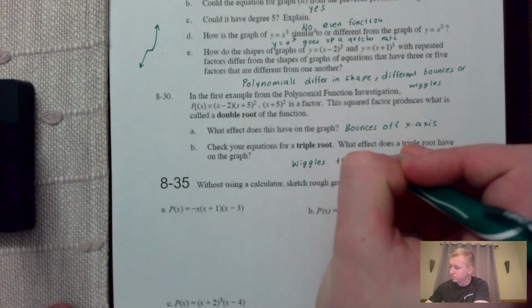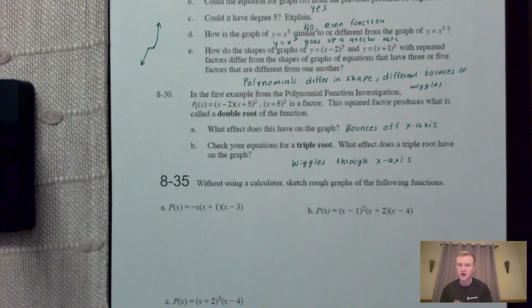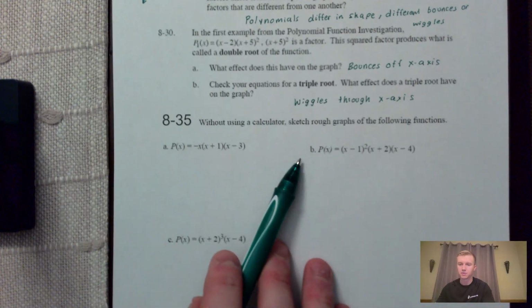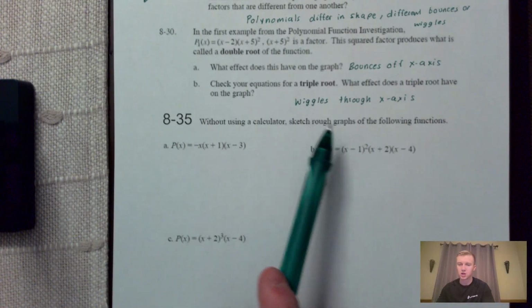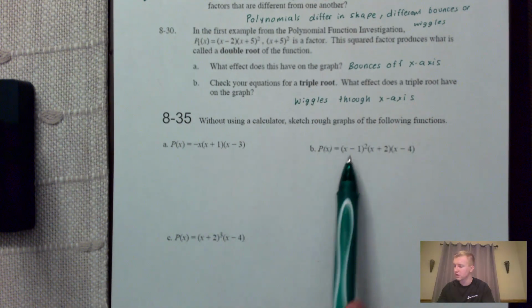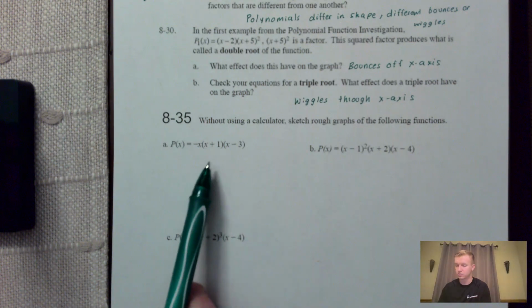All right, so what we're going to do with all this information now. We've talked about the orientation, we've talked about even and odd, and we've talked about how a single, double, and triple root act. What we're going to do now is, without using a calculator, sketch rough graphs of the following functions. So for letters A, B, and C, just like we did with that previous problem all the way back at the beginning of this video, we sketched those graphs with our hand.